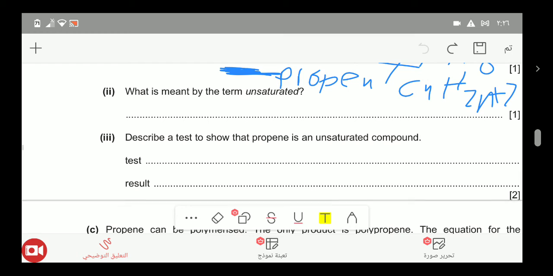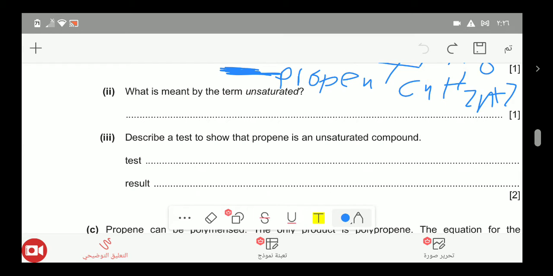Let's move to the next question. What is meant by the term unsaturated? Unsaturated means a hydrocarbon which has a double bond.